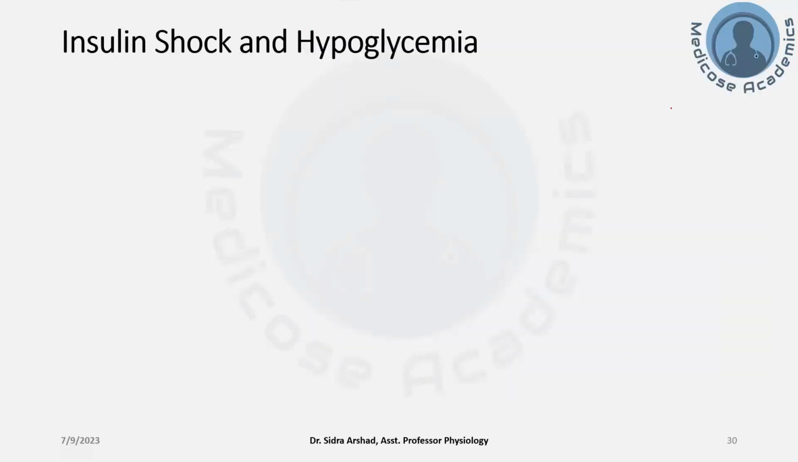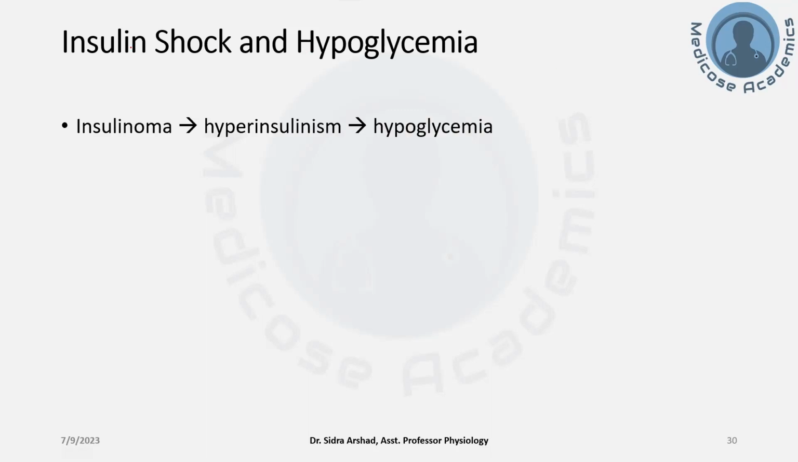On the other extreme, there is a condition which is known as insulin shock. It occurs in the setting of hyperinsulinemia, which could be due to an insulinoma, which is a tumor of the beta pancreatic cells. It produces large amounts of insulin hormone, which bring about hypoglycemia. Now, this hypoglycemia damages the brain and can induce coma in an individual.